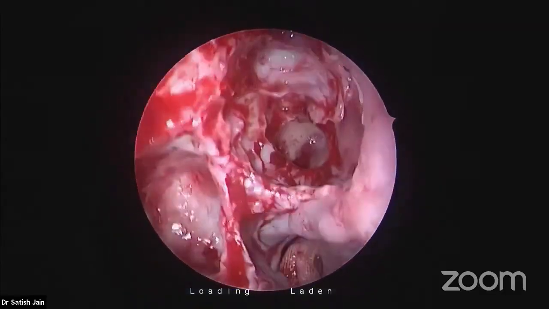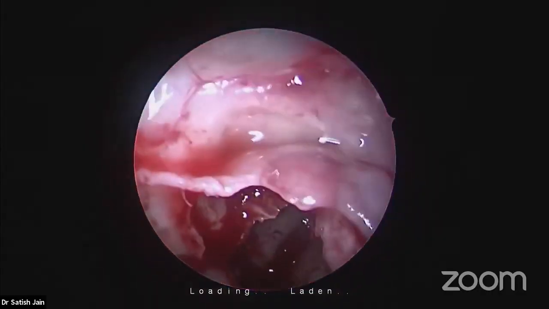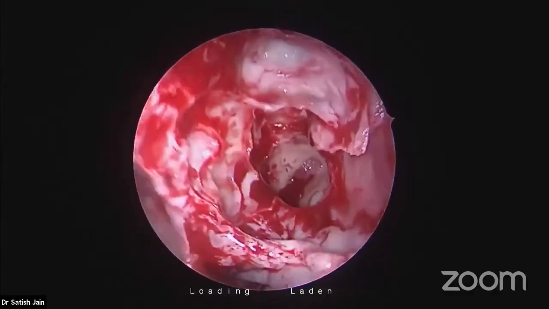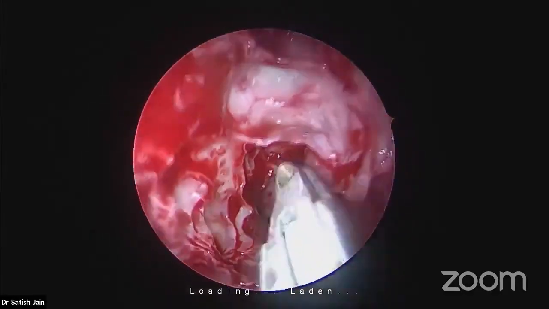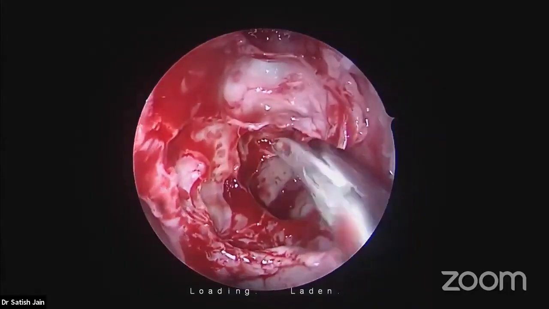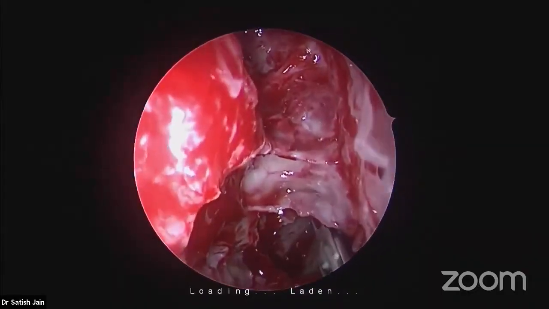Is the posterior ethmoid visible? Posterior ethmoid artery is here. Yes, it's 5 to 6 millimeter anterior to the optic nerve. Optic nerve is here. So this should be post-ethmoid. And anterior I have shown. Still more anterior, there.